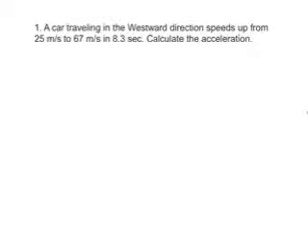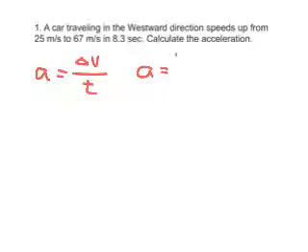Here's an example acceleration problem, calculating the acceleration. The equation for acceleration, the average acceleration, is delta v over t, change in velocity over time. We're going to assume the acceleration here is uniform. It doesn't have to be, but all the problems we'll be having in the near future will be uniform, smooth acceleration. Another way to look at this equation is a equals v sub f minus v sub i over t.